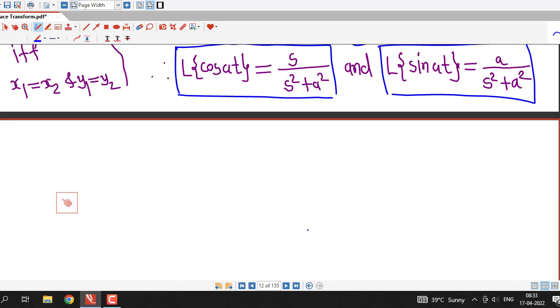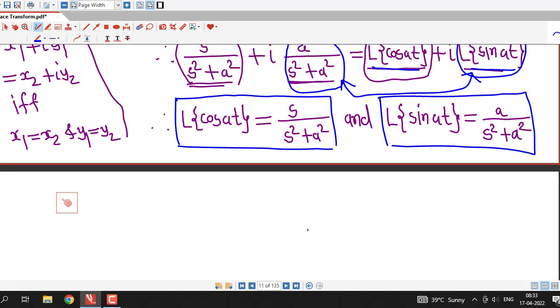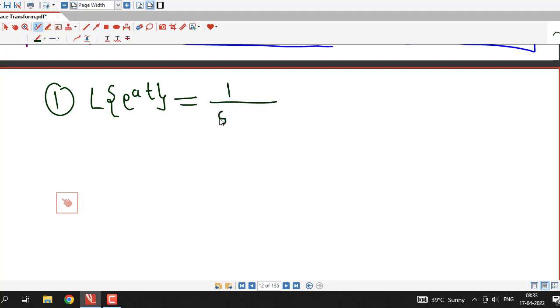So we will remember these two formulas also. We will require these formulas in upcoming lectures. So far, let us list out which formulas we have derived. We first derived that Laplace transform of exponential function, Laplace transform of e raised to at, is 1 divided by s minus a. Laplace transform of constant function 1 is 1 by s.